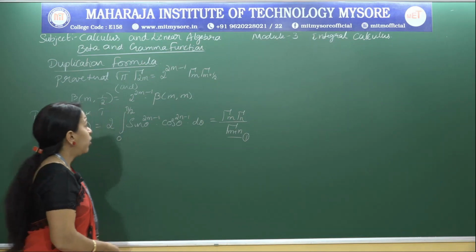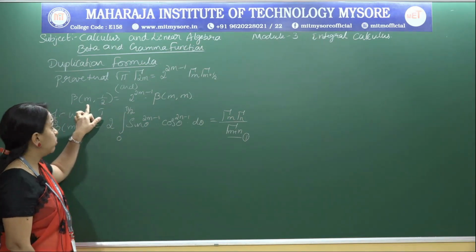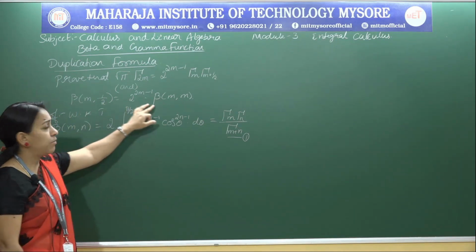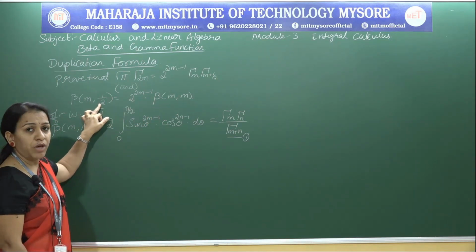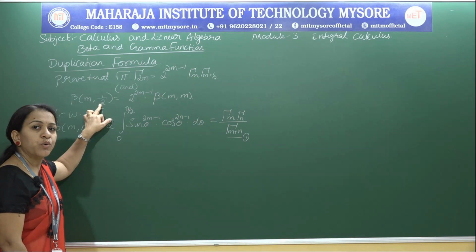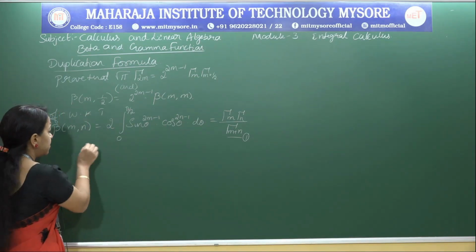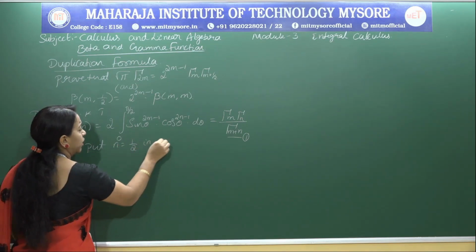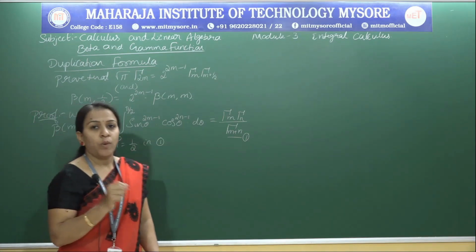Okay. Now what do we need? If I consider the beta function here, what we have to prove is beta of m comma 1 by 2, right? So in place of n, we have 1 by 2. So put n equal to 1 by 2 in equation 1 to get that result. Wherever we have n, replace that by 1 by 2.